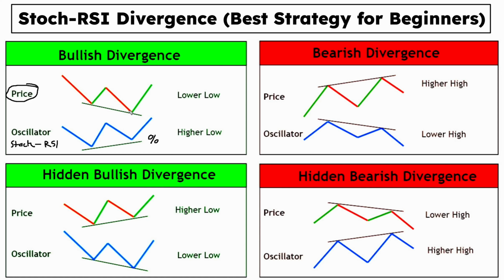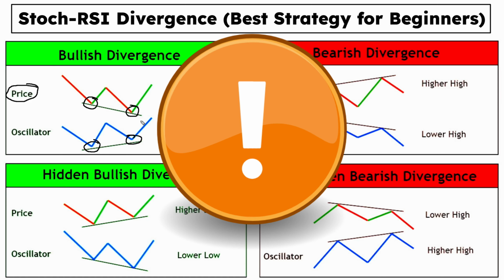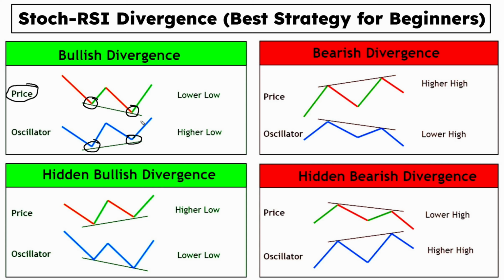But what are we looking out for when we're looking out for bullish divergence? Well, here we want the price to print consecutive lower lows, while the stochastic RSI prints higher lows. And here, and this is very important, when you look at bullish divergence, you only look at the lows. The same thing is true for hidden bullish divergence. We look at the lows here.